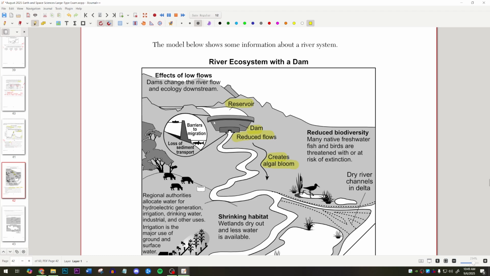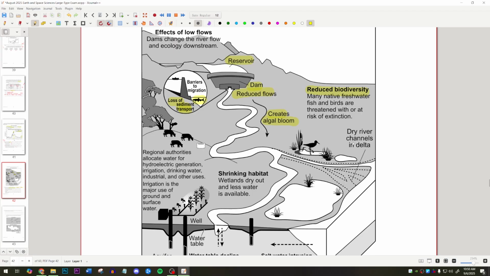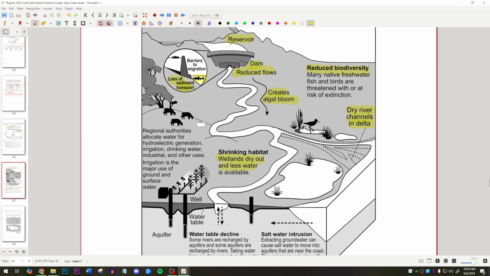And then here, it blows this area up. Barriers to migration, loss of sediment transport. So the fish can't get through anymore, and the sediment can't get through. Reduced biodiversity. Many native freshwater fish and birds are threatened with or at risk of extinction. Dry river channels in the delta. Shrinking habitat. Wetlands dry out and there's less available water. So far there's a lot of negatives. Regional authorities allocate water for hydroelectric generation, irrigation, drinking water, industrial, and other uses. That's good. Irrigation is the major use of the ground and surface water.